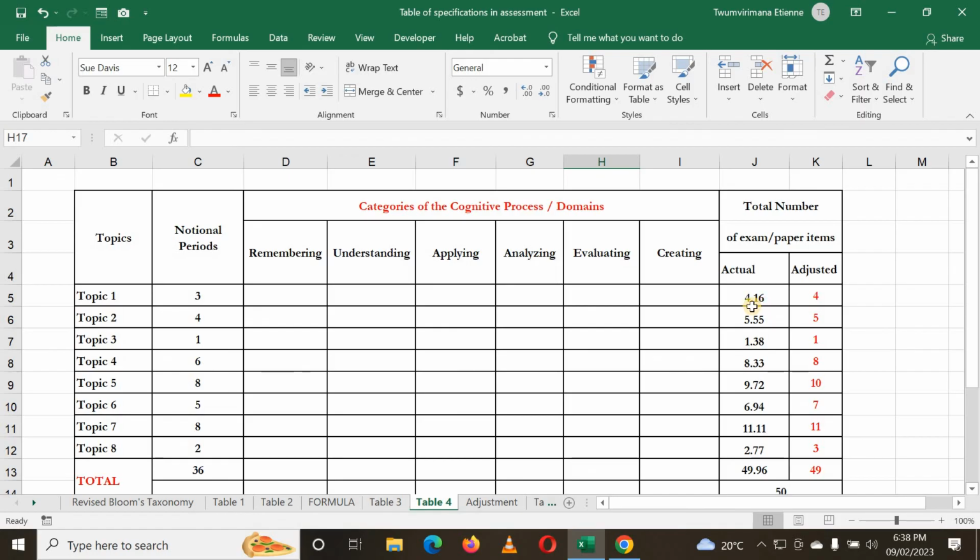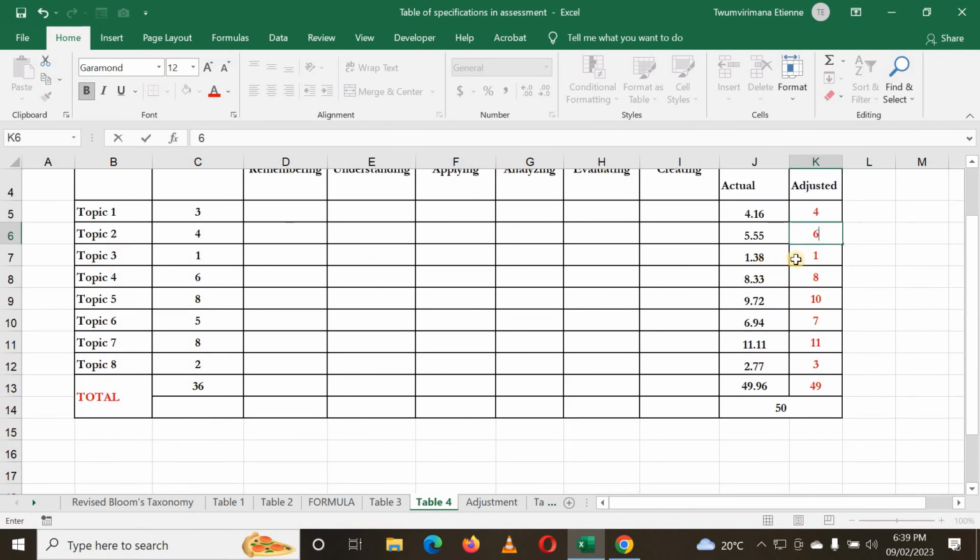4.16 questions exist? How can you prepare 4.16 questions? We round it. Here we take 4, and 5.55 we take 5, but you can even take 6 if you want. You can put a 6 and round it. 1.3, let's keep it this way. Here 8, you know how to round. 9.7 is too much, it's now 10. 6.9 is 7. 11.11 is 11. 2.77 here is 3, we can round it to 3.